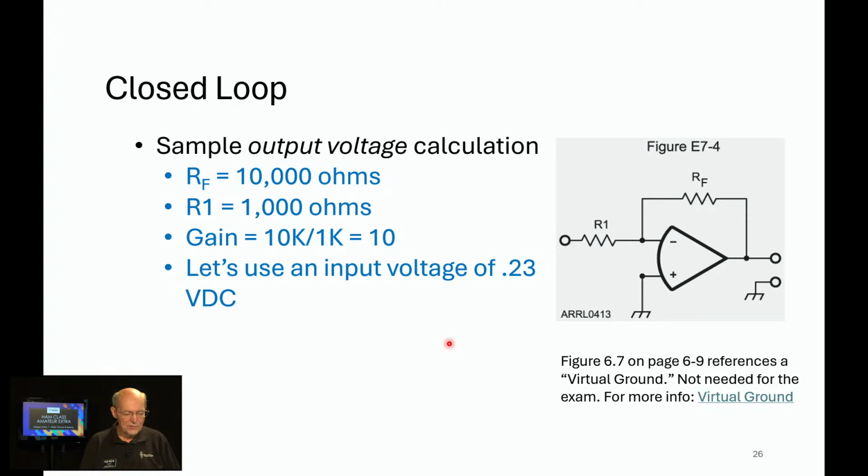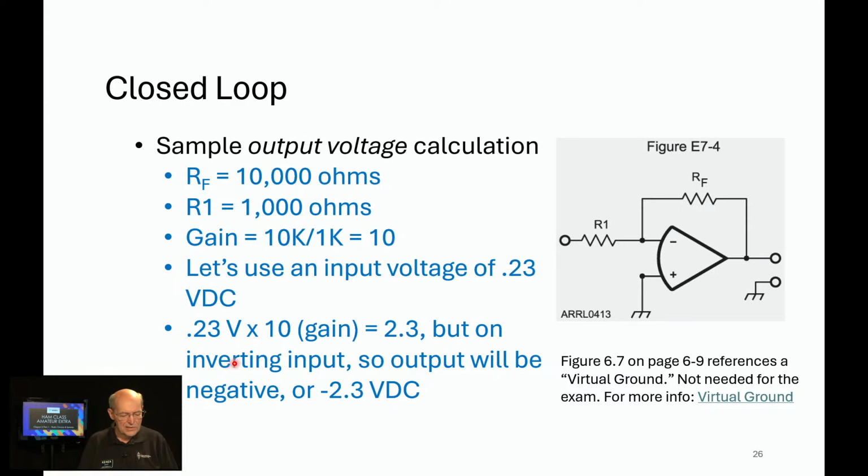So you might just pause for a minute and say, I wonder what that means. If we're going to have a gain of 10, it means the output's probably going to be 10 times that value, right? Because we're putting in 0.23 volts on the inverting input, what do you think we'd have on the output? Well, it's going to be a negative. So let's see how that works out. 0.23 volts times 10, the gain, equals 2.3 volts. But we're on the inverting input, so the output will be negative 2.3 volts DC.